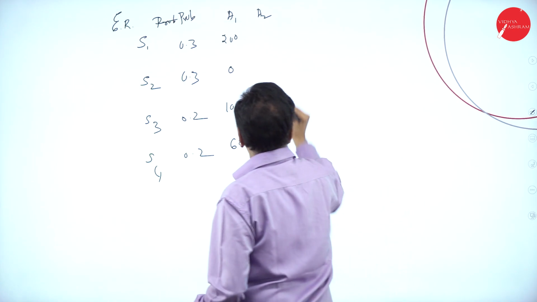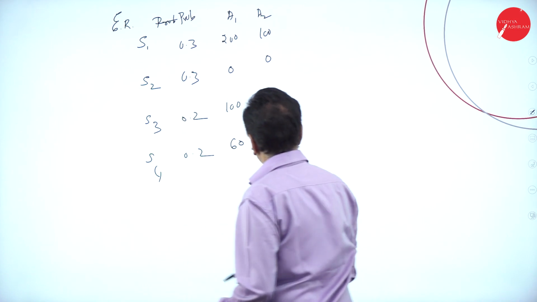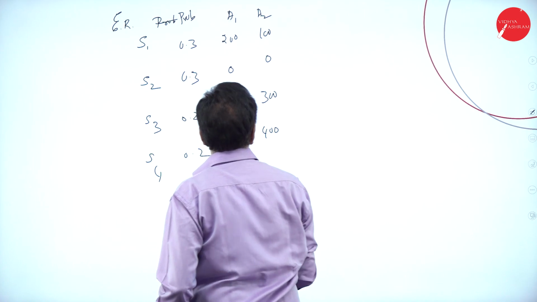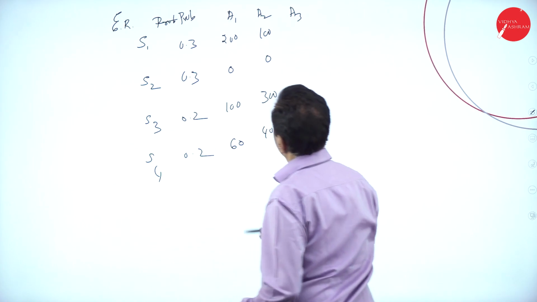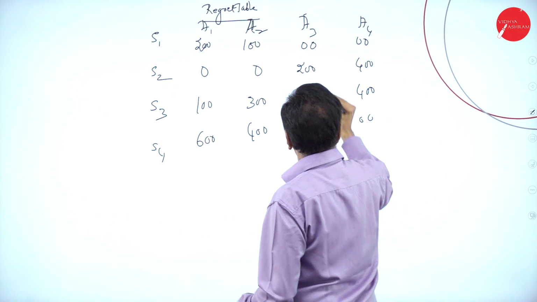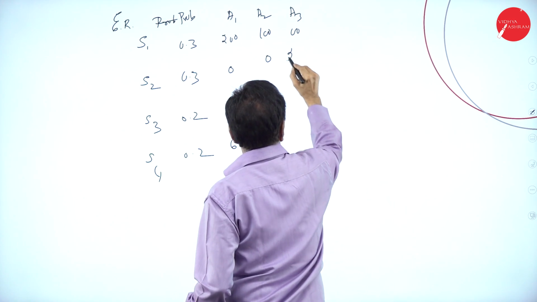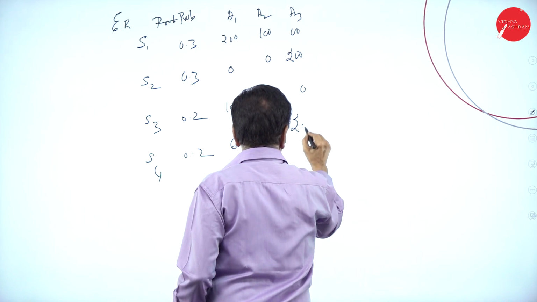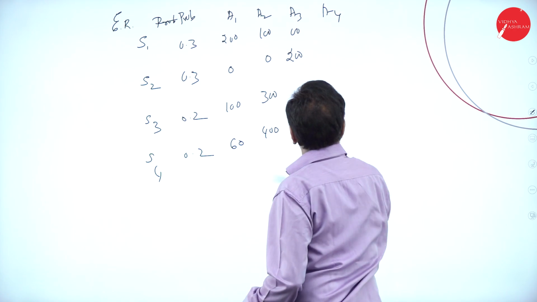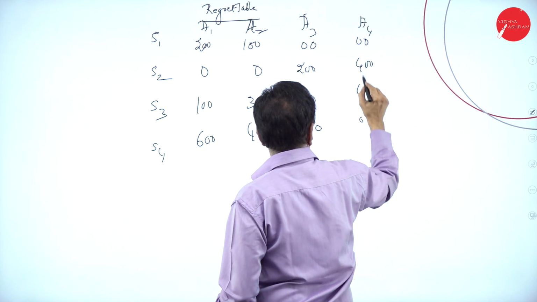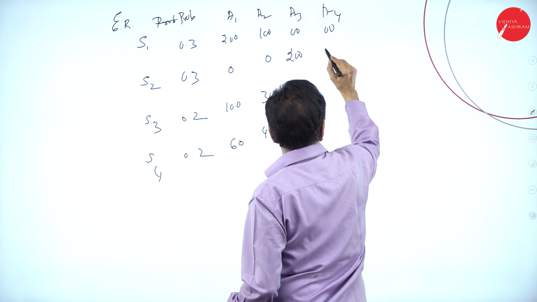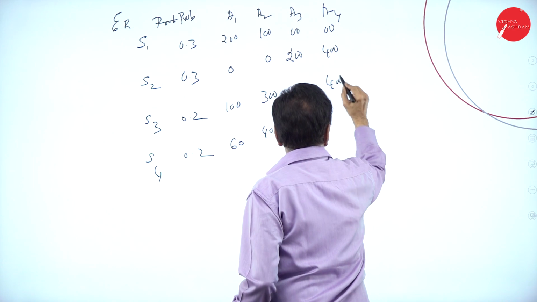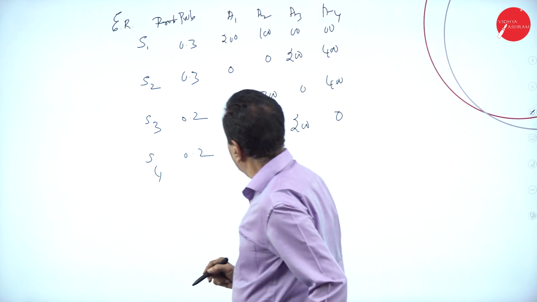A2 is 100, 0, 0, 300, 400. A3 is 0, 200, 0, 200. A4 is 0, 400, 400, 0. You have to multiply now.